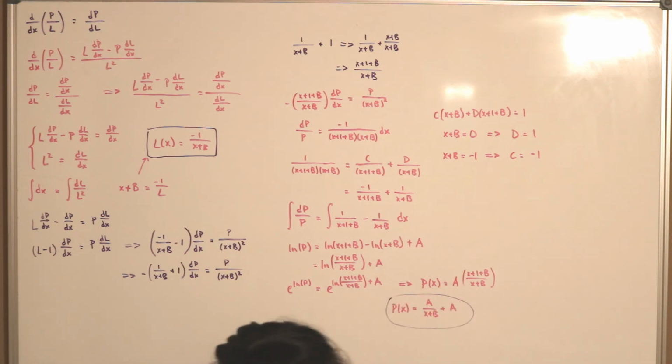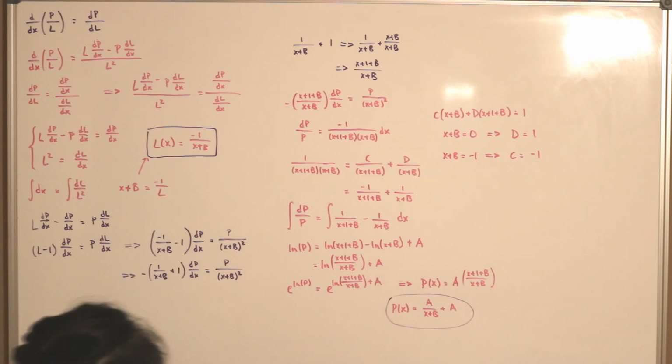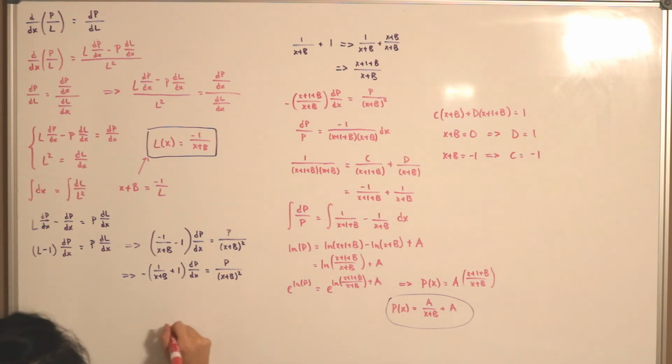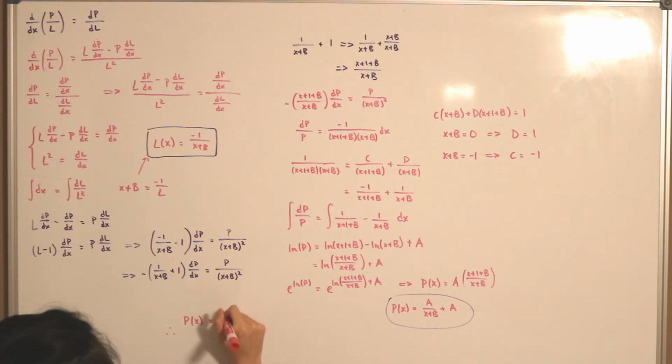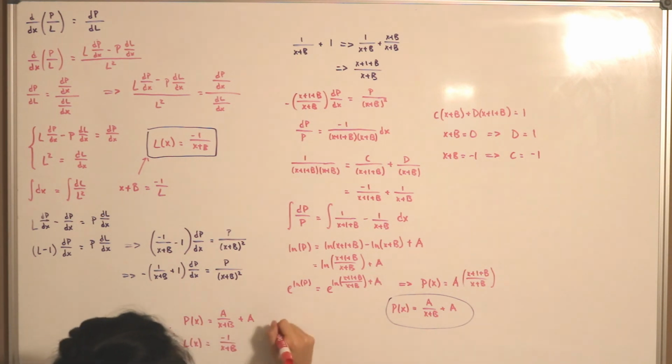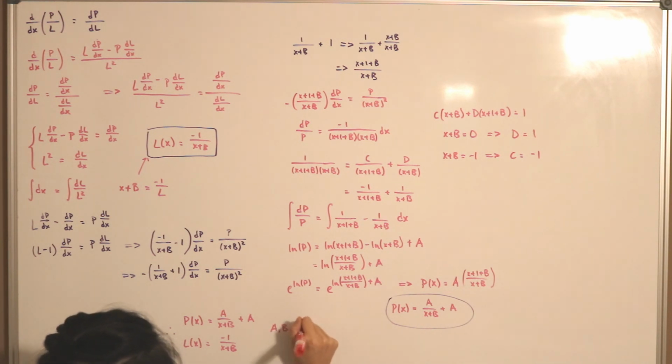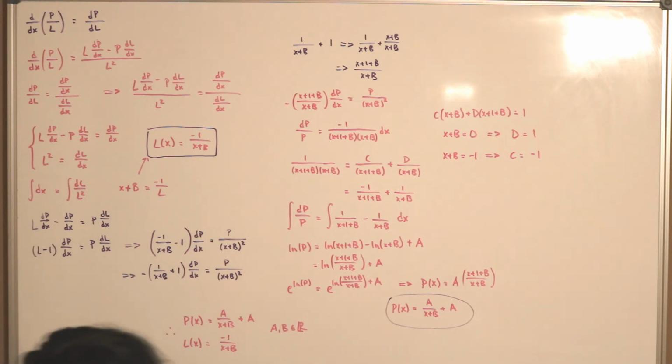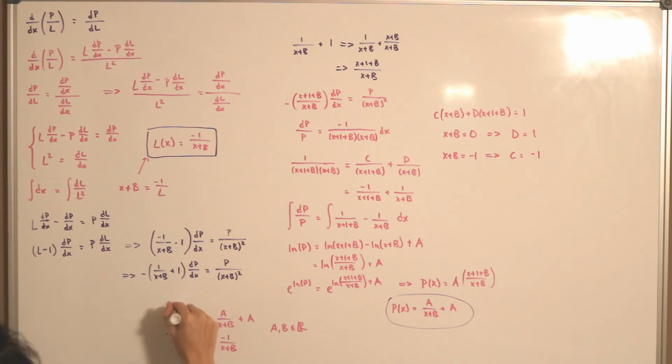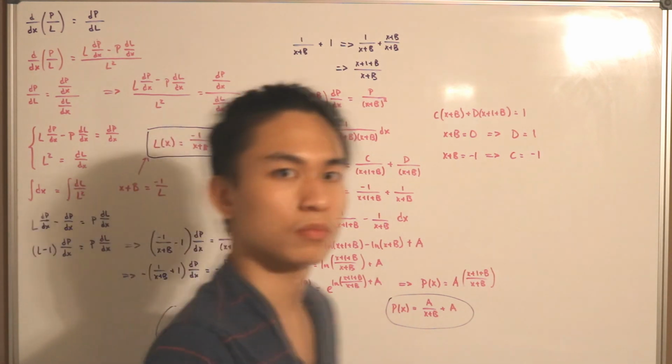And then we're going to circle that. So therefore, we have the following: p of x is equal to a divided by x plus b plus a, and L of x is equal to -1 divided by x plus b, for some a and b that are real numbers. Sweet. So we'll go to that one more time. Awesome. It's pretty sweet.